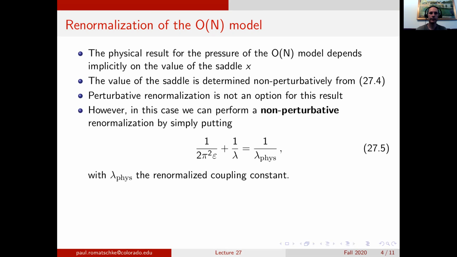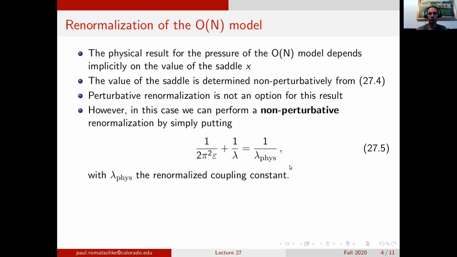However, we find that in this case, it's actually simple to perform a non-perturbative renormalization, simply by noticing that if we take together these two terms here, the divergent term that comes in with a 1 over epsilon and the coupling constant in the Lagrangian, and we add this together to find a renormalized coupling constant lambda physical, then the resulting saddle point condition will be finite.